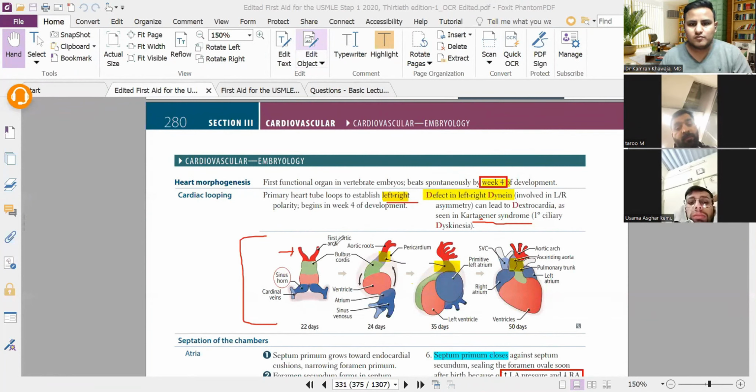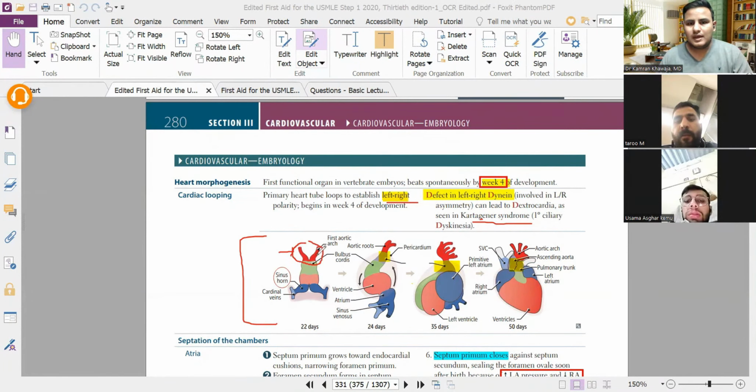Okay, so we will go to the next. You can see truncus arteriosus. Truncus means trunk, and arteriosus means artery. It creates two parts, the aorta and the pulmonary trunk. The pulmonary trunk and aorta are developed from this part.